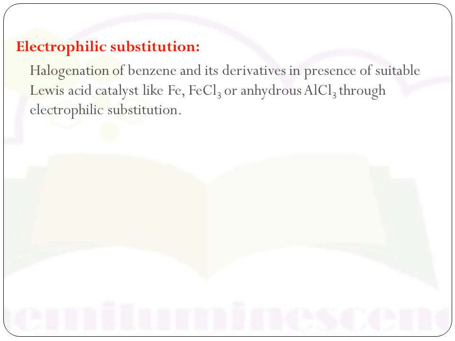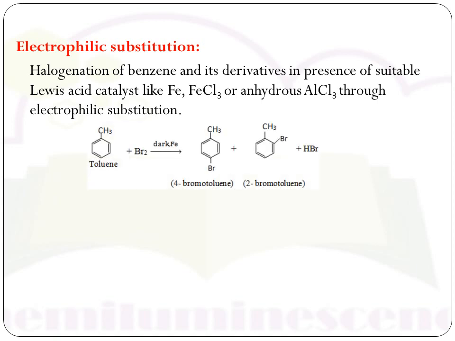Direct halogenation of benzene and its derivative in presence of suitable catalysts like iron, FeCl3 or anhydrous aluminum chloride takes place through electrophilic substitution. Here are the examples. Bromination of toluene takes place in presence of dark and iron, and it gives two products, that is 4-bromotoluene and 2-bromotoluene. Here bromine is added at the ortho position and at the para position. Next example is the chlorination of benzene in presence of anhydrous AlCl3, it gives chlorobenzene.